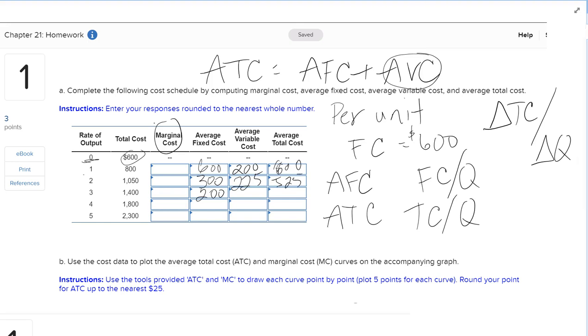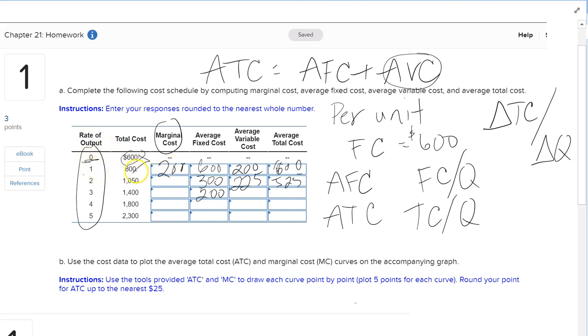Now the good news for us is the rate of output is always changing by 1. So we really don't have to do much beyond find the change in total cost. And that just becomes the distance between these values. So a little simpler than it might seem at first. So we've got marginal cost here of 200. It's the change in total cost divided by 1, the change in output.